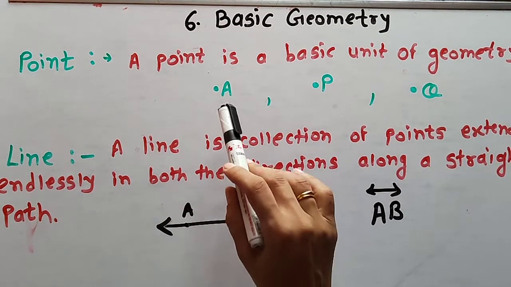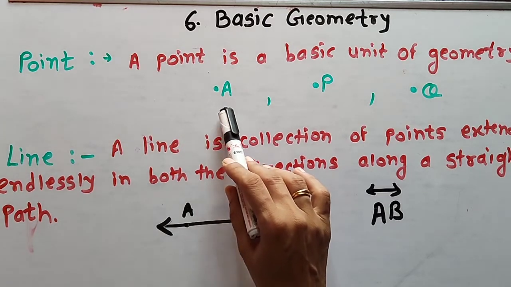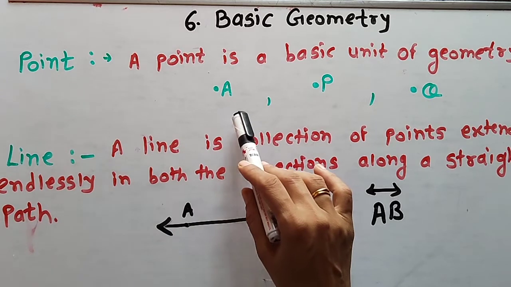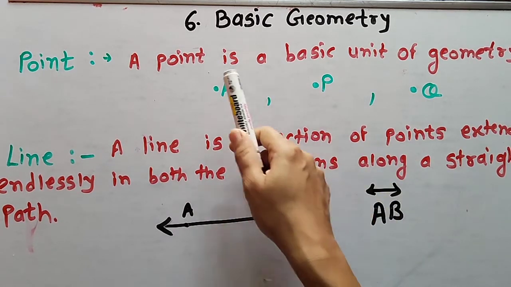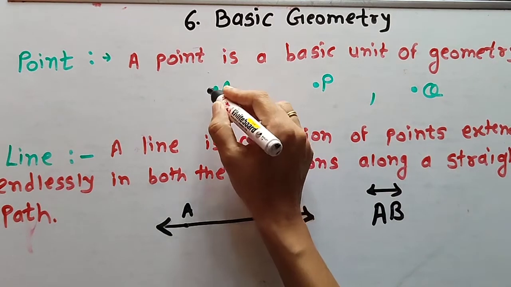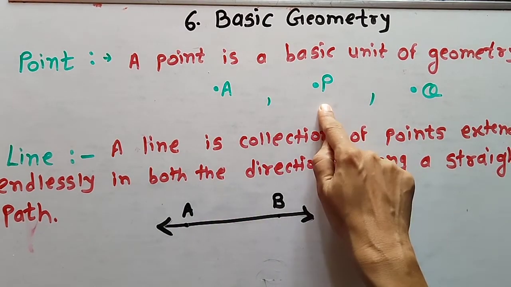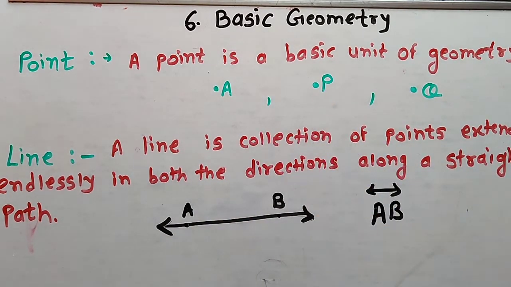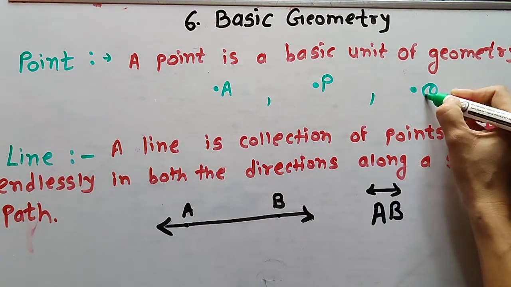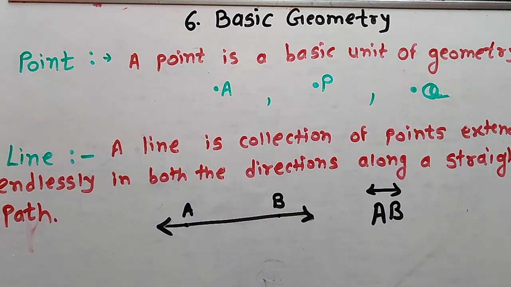So we represent a point by a dot and name it with a capital letter. See, this is a point. This is point A. This is point P. Here we use only a dot to represent the point. This is point Q.